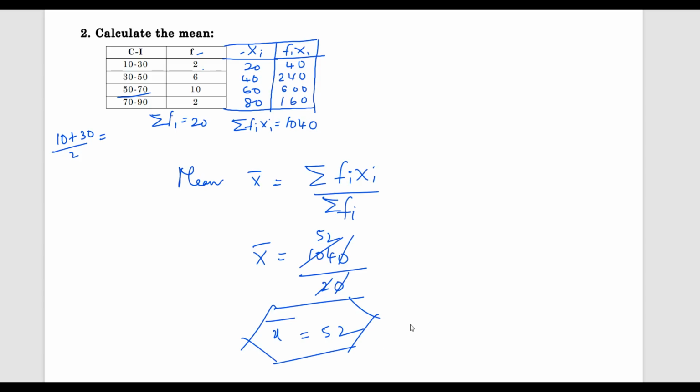Just you need to find out the class mark, that is the sum of upper limit and lower limit divided by 2, and find out the product. See, if you see this column fi xi, that means multiply fi and xi. To know the xi value, that is class mark, add upper limit plus lower limit by 2, we get xi. For all the rows you should do it.